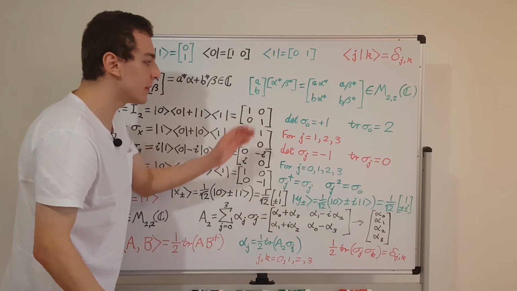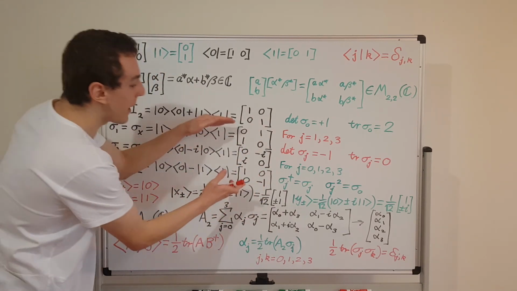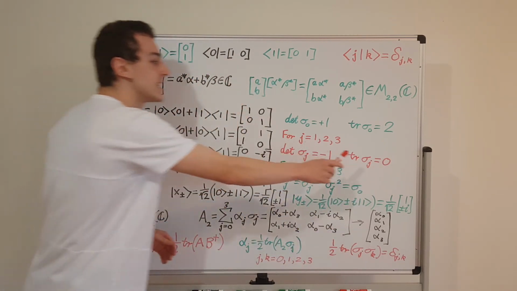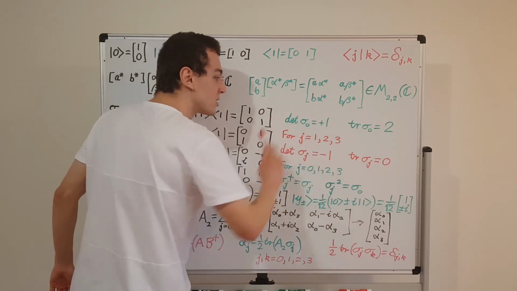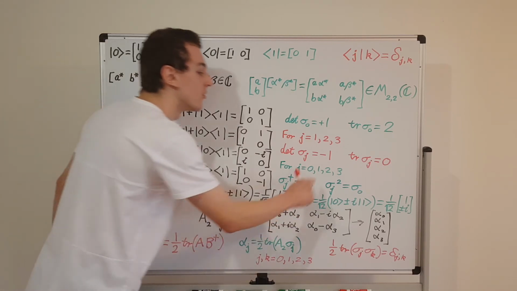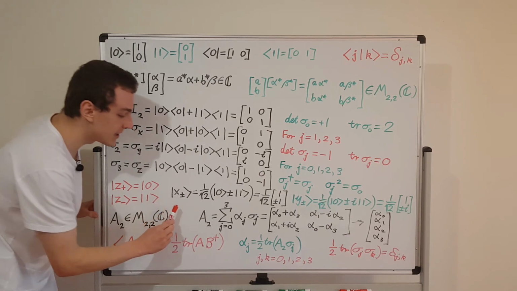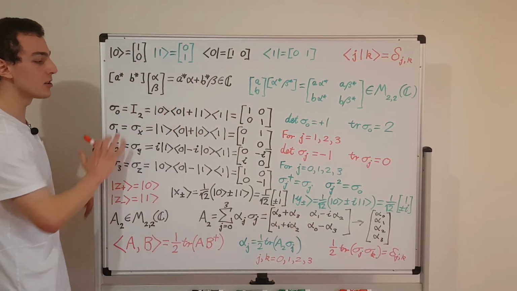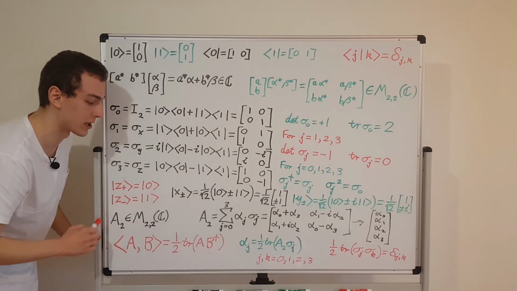We looked at the determinants and the traces of these matrices, and we found that the 3 Pauli matrices were traceless. They have a trace of 0, but the identity has a trace of 2. The identity has a determinant of +1, and all of these Pauli matrices have a determinant of -1. And we also looked at the eigenbases of the Pauli X operator and the Pauli Y operator. Everything else was written in terms of the eigenbasis of the Pauli Z operator.